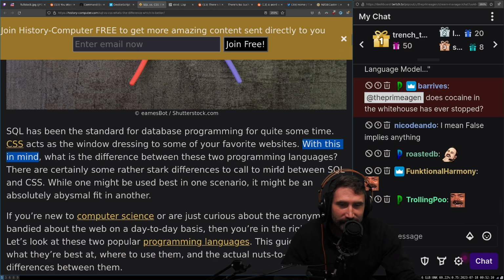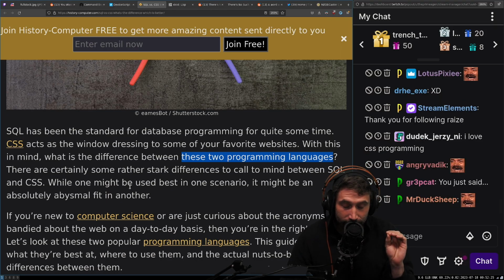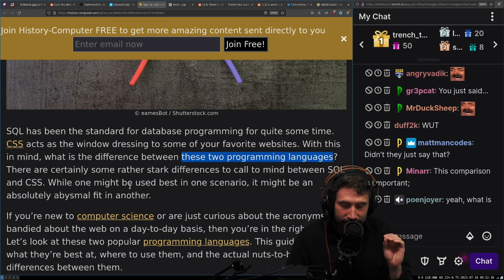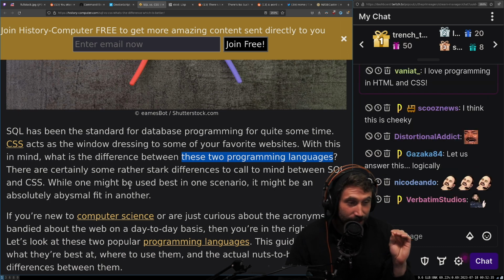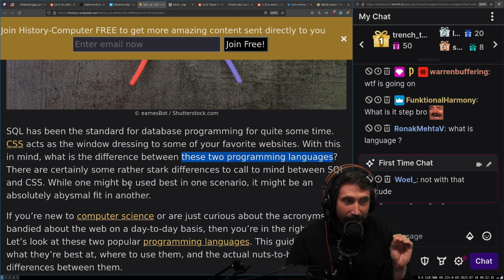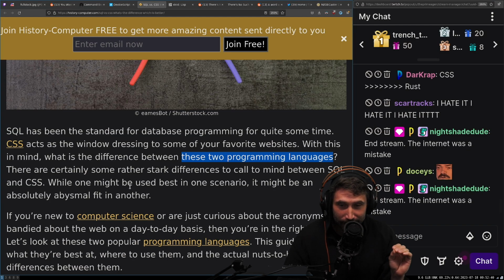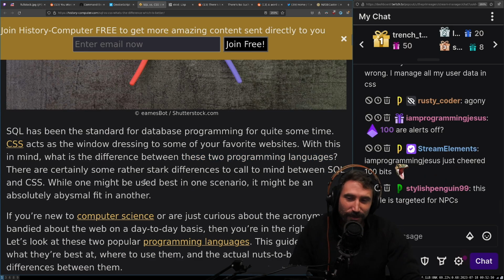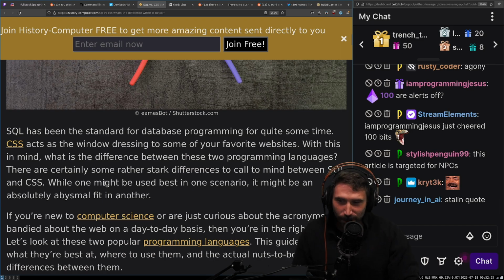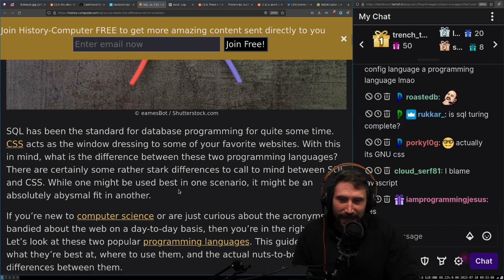What is the difference between these two programming languages? We all know CSS is not a Turing-complete language on its own, but it's actually HTML plus CSS. Okay? There's a Stallman quote somewhere in there. There's literally a Stallman quote just about to happen, right? Okay, what you're referring to as CSS as a programming language is actually CSS/HTML. There are certainly some rather stark differences to call to mind between SQL and CSS. Really? One might be used best in one scenario, while it might be an absolutely abysmal fit for another.